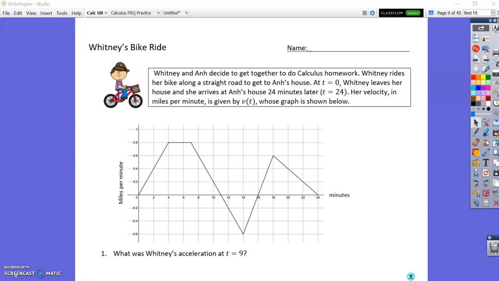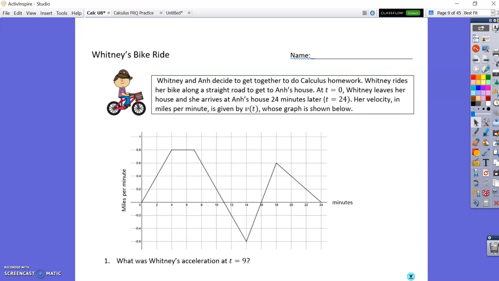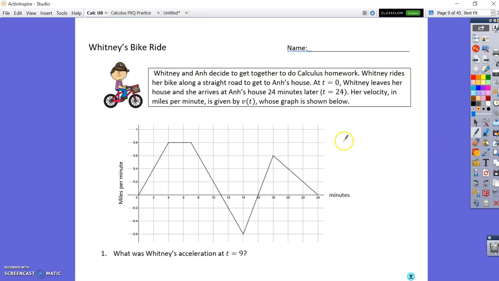Whitney and Aunt decide to get together to do calculus homework. Whitney rides her bike along a straight road to get to Aunt's house. At time equals 0, Whitney leaves her house and she arrives at Aunt's house 24 minutes later. Her velocity in miles per minute is given by the graph shown below. So this is v of t.